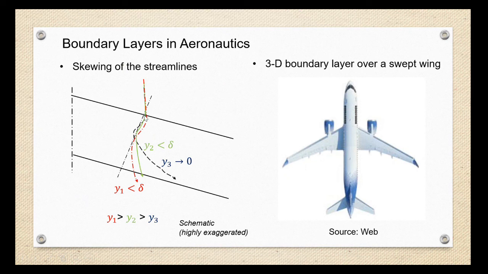Before the streamlines enter the boundary layer on this wing, seen from the top view, they overlap each other. But as they enter the boundary layer, depending upon their height relative to the boundary layer thickness, where delta is the boundary layer thickness, they are deflected. So y3 is closest to the surface, it is deflected the most, and y2 is close to the boundary layer thickness, it is deflected the least. This gives rise to considerable complexity for three-dimensional boundary layers, which is not present for two-dimensional boundary layers.